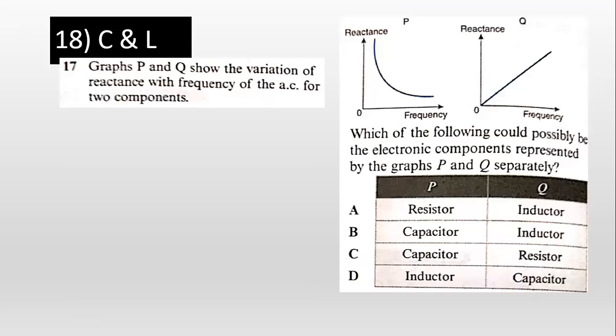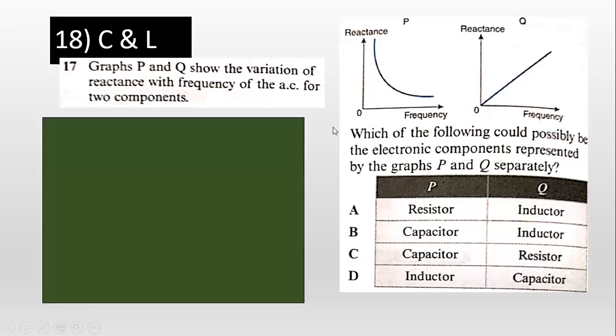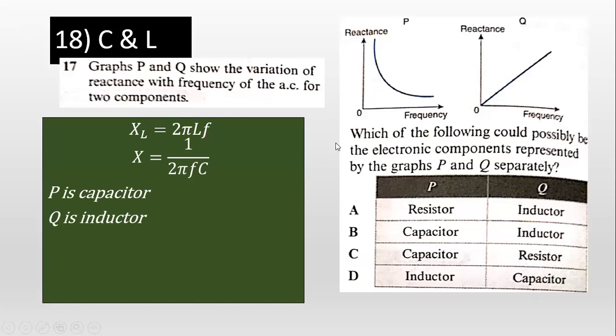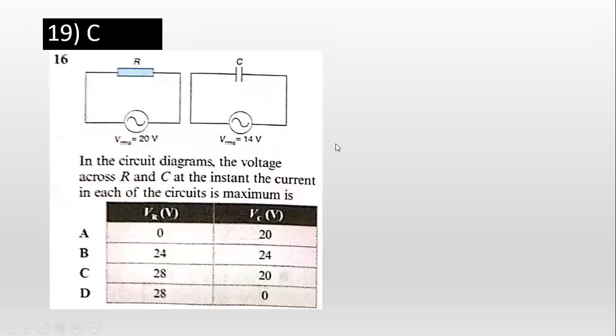Graphs of P and Q show the variation of reactance with frequency of the obtained current for two components. So you should be able to recognize this is for capacitor, this is for inductor. If not, remember the formula and then identify. B. 19, you're all right. All these are taken from your book. I hope you didn't cheat.